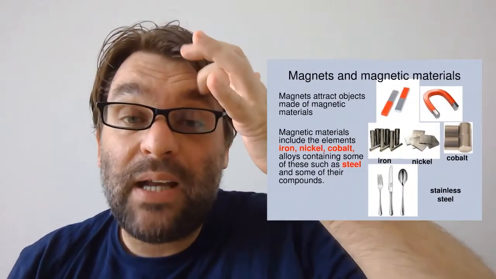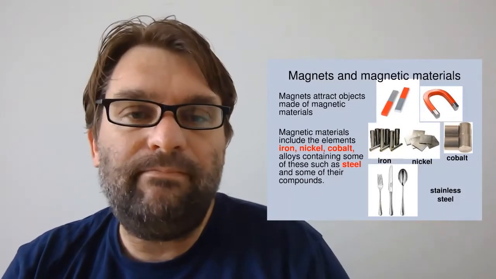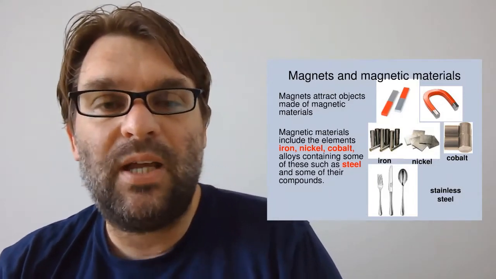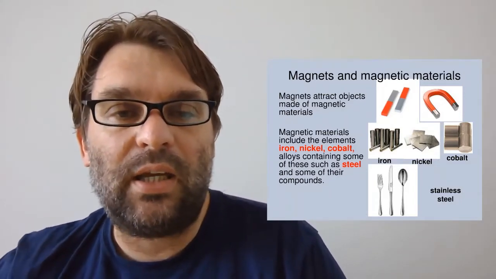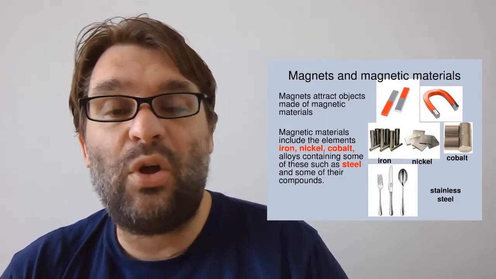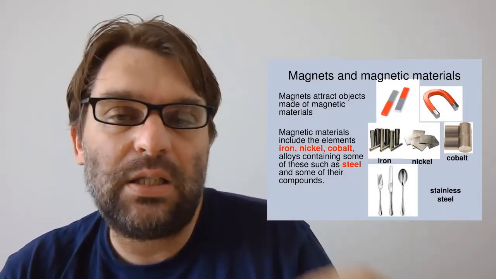So, magnets and magnetic materials. So, basically, magnets attract other magnets. Okay, and magnetic materials that we know, at least in the elements, are the metals iron, nickel, and cobalt, and also mixtures called alloys, which contain those three elements, are also magnetic. For example, steel, or stainless steel.